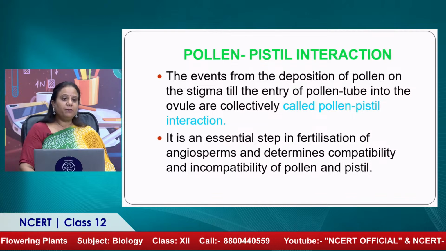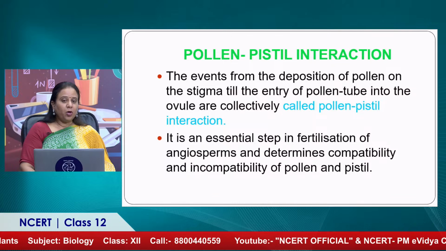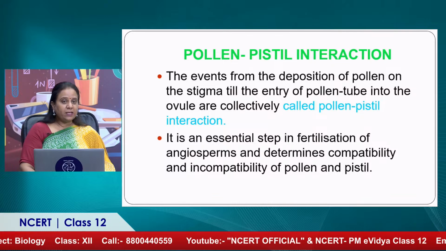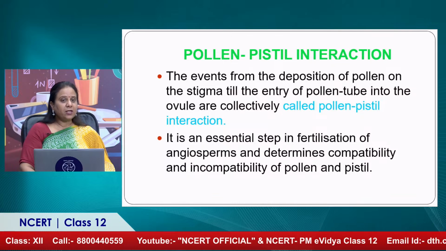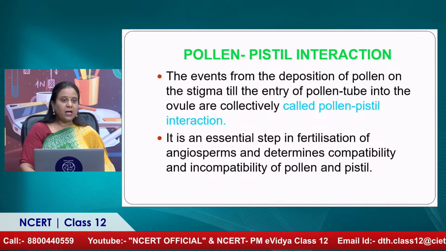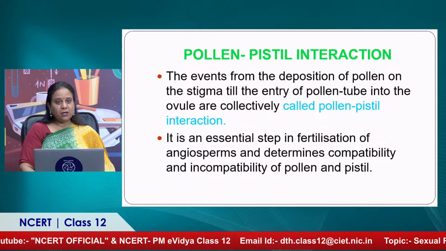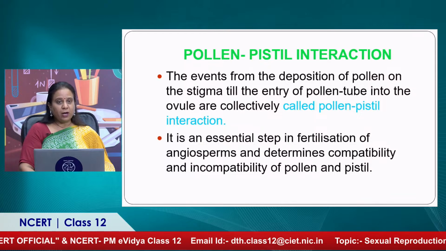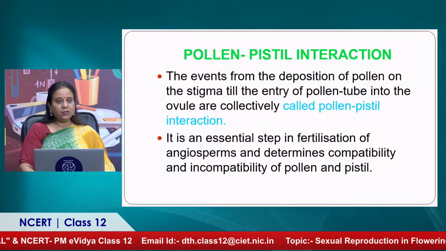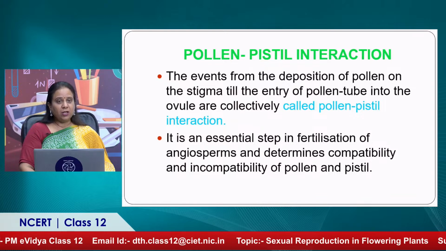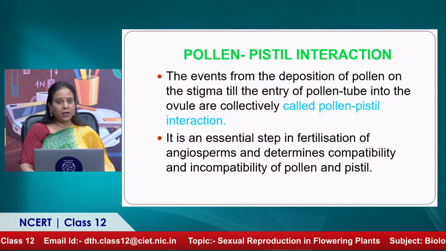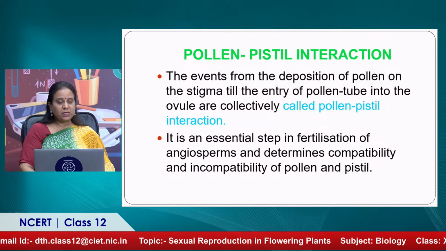Now what is the pollen-pistil interaction? The pollen-pistil interaction heading says it is when the pollen interacts with the pistil. As in the previous session, we discussed that the pistil has three main components. The upper part is the stigma, then after that is the style, and the lower basal swollen hollowed part is the ovary. This is the pistil.